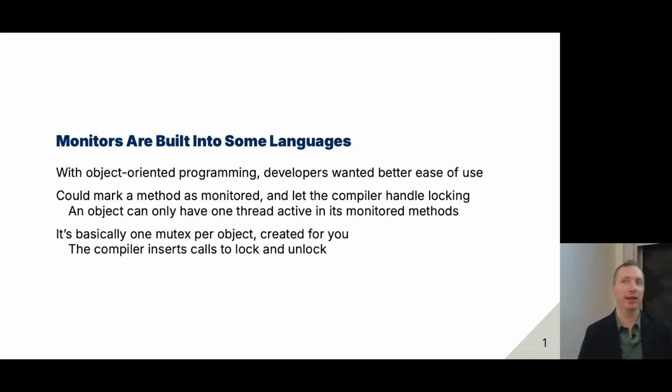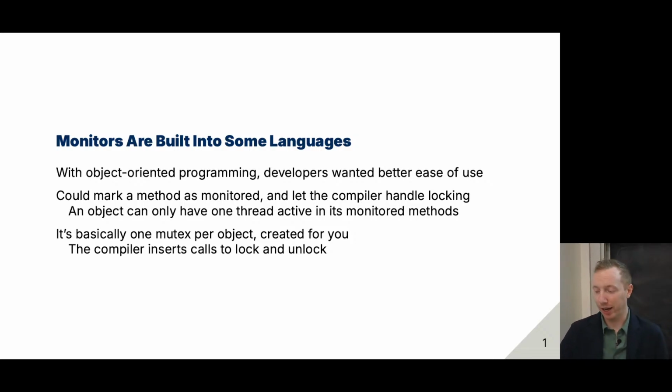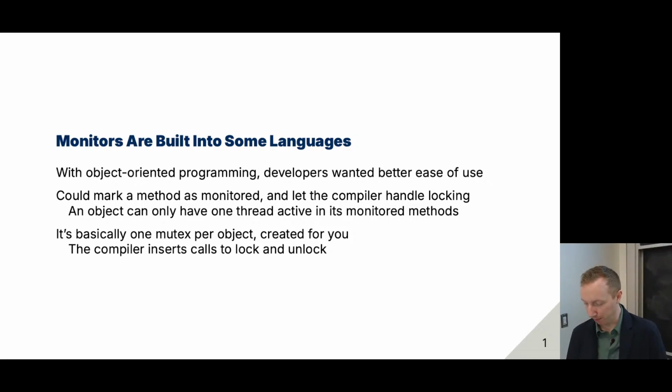You know, when they made object-oriented programming, where literally everything is an object, developers wanted something easier to use than a mutex. So, what you can do is mark a method as monitored, and then let the compiler handle locking for you. But of course, if you don't know how a mutex actually works, and it actually uses a mutex under the hood, and it's really easy to screw them up, well, they might get screwed up.